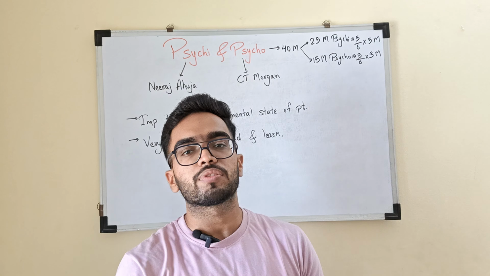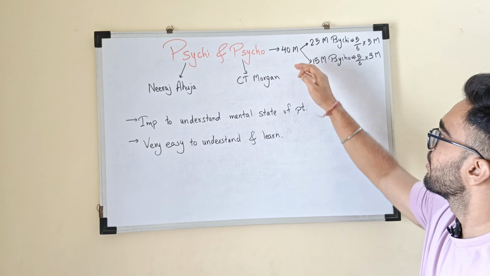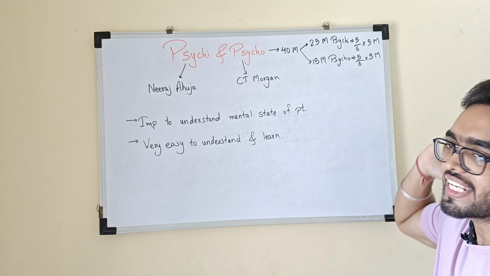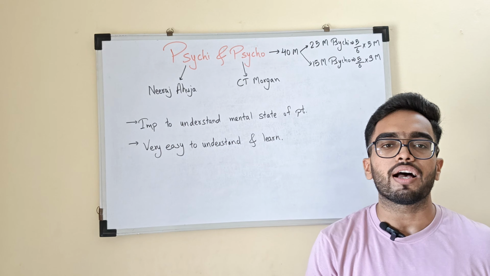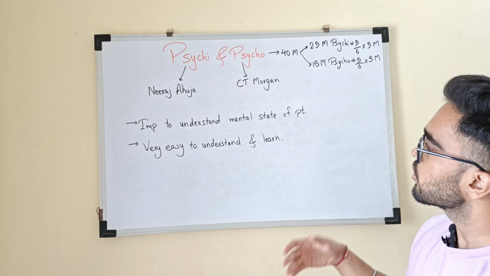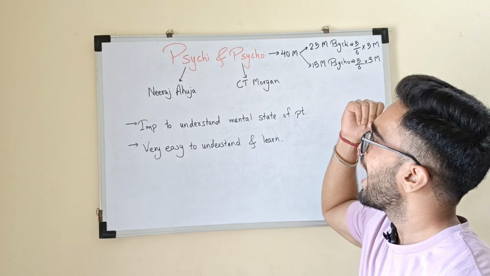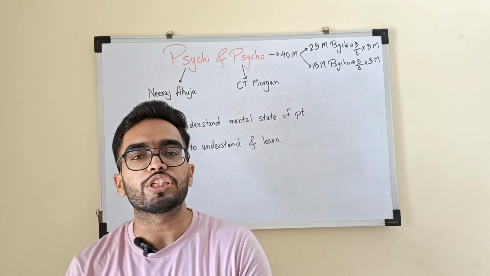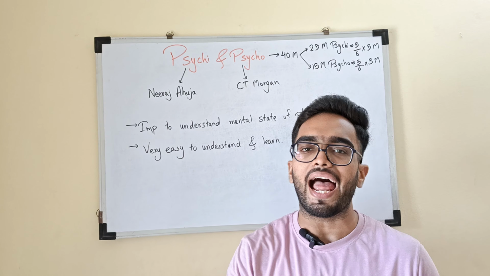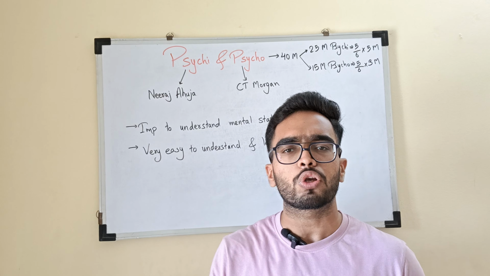Now, the third external subject is psychiatry and psychology. It is a combined paper of 40 marks, which is divided into 25 marks for psychiatry and 15 marks for psychology. So in psychiatry, we have 5 out of 6 questions for 5 marks, and in psychology, we have 5 out of 6 questions for 3 marks. And the most standard book for psychiatry is Neeraj Ahuja, and for psychology, it is C.T. Morgan. Psychiatry and psychology both are very easy to understand and learn subjects. You can complete both of these subjects in a span of about 2 weeks.